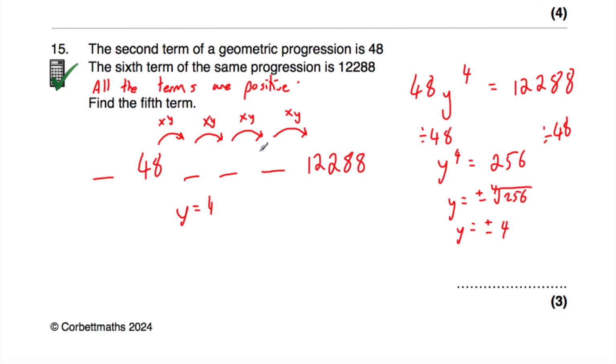Now we want to find the fifth term, so we want to find this term here. So we could take our 48 and times it by 4, times it by 4, and times it by 4 again to get this number. Or you could just work backwards, you could just divide by 4. So let's take our 12,288 and divide by 4 and see what we get.